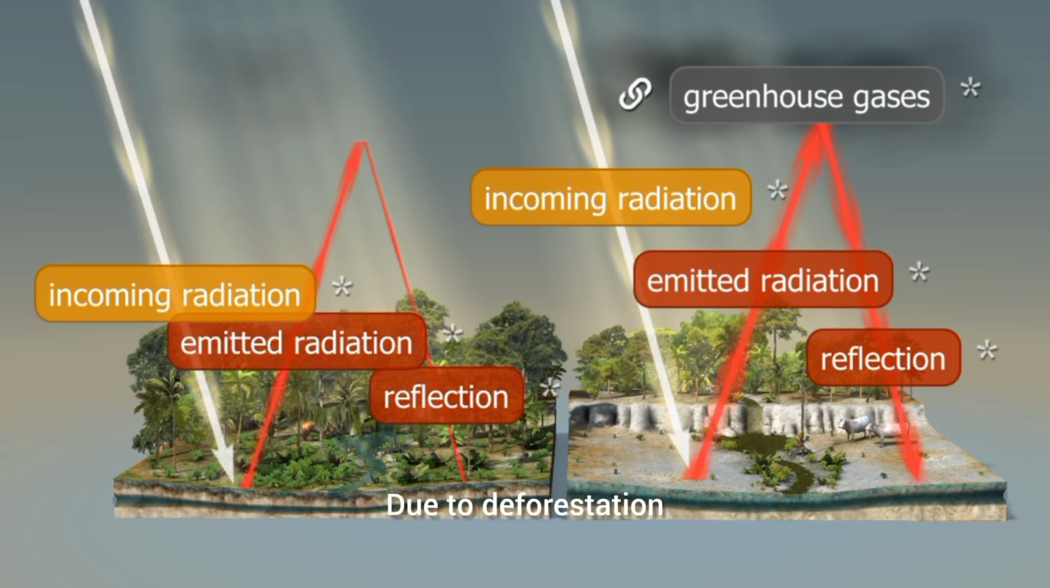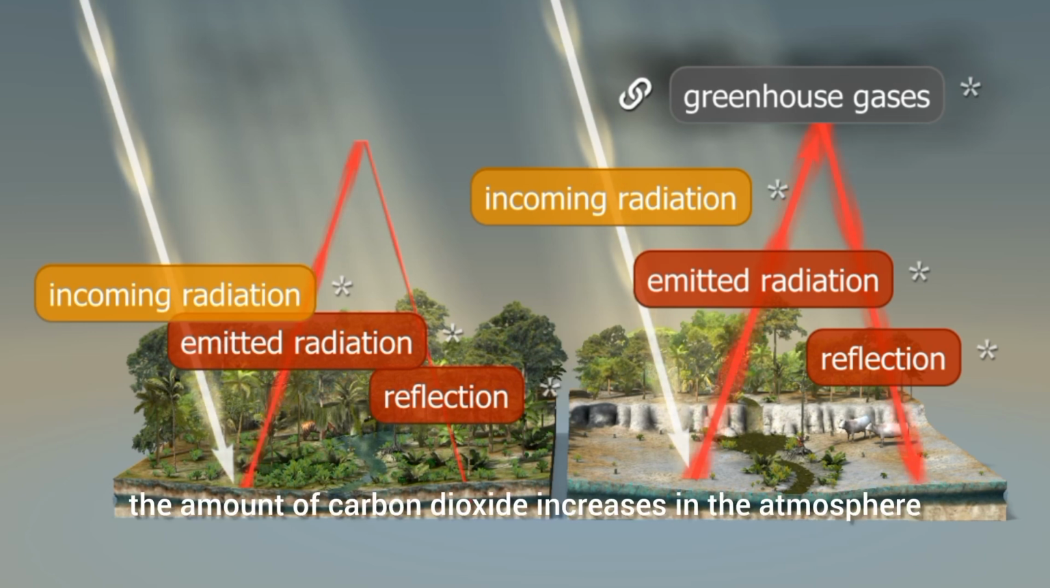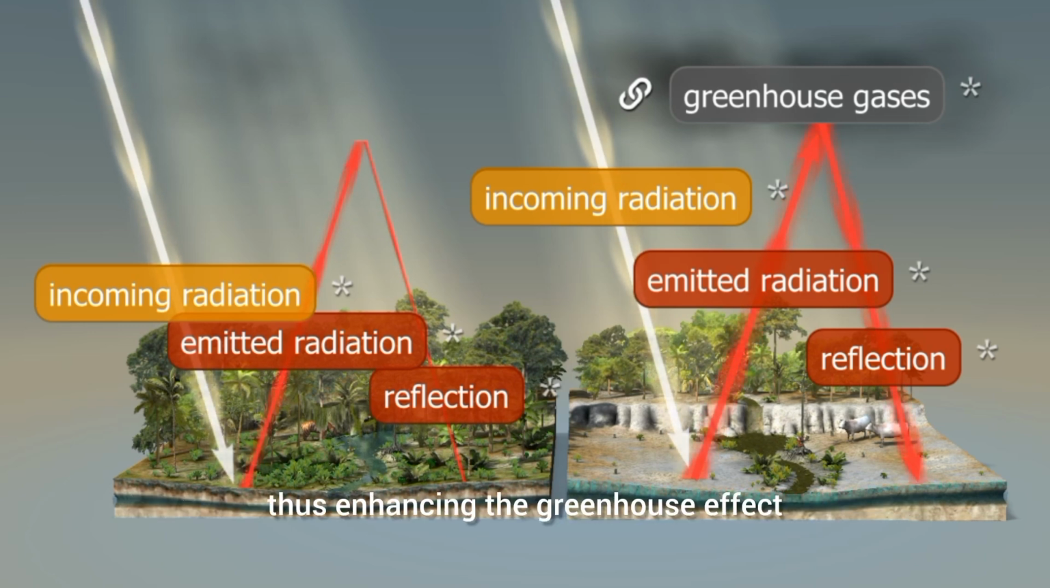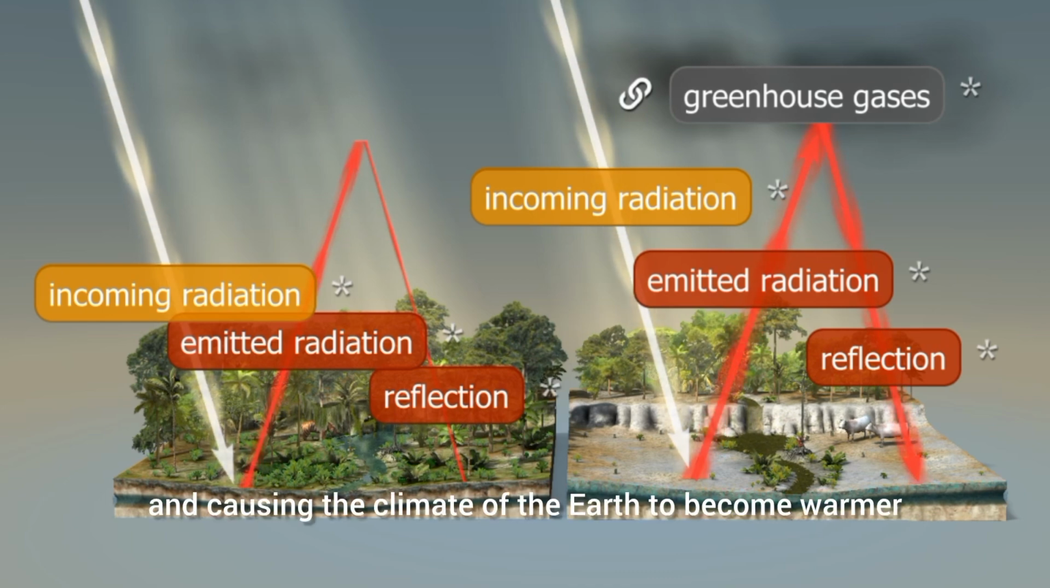Due to deforestation, the amount of carbon dioxide increases in the atmosphere, thus enhancing the greenhouse effect and causing the climate of the Earth to become warmer.